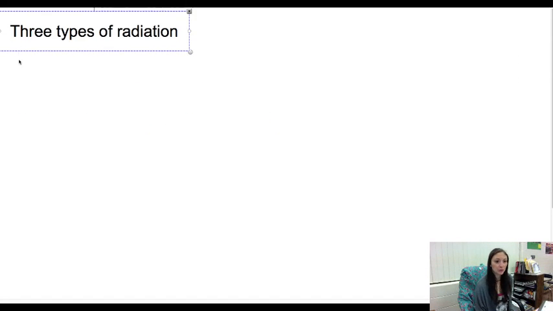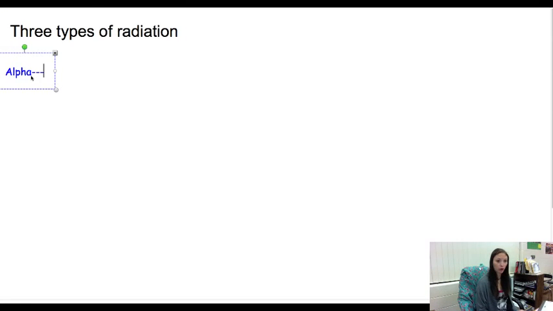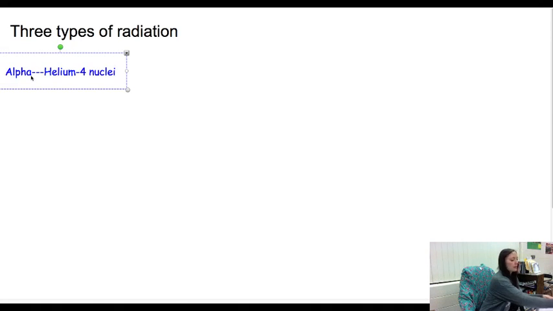And the three main types we're going to look at start off with an alpha particle, or an alpha decay. Alpha particles are helium-4 nuclei that get emitted. When you look at radioactive decay and alpha particles, you'll sometimes see a symbol that looks like that. That's another symbol for an alpha particle.